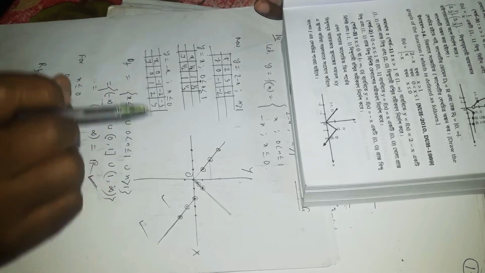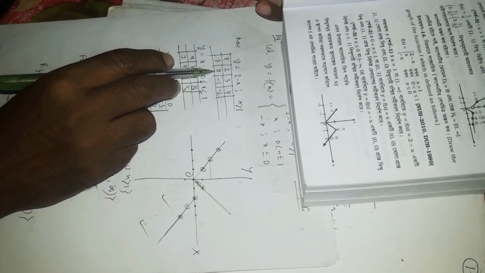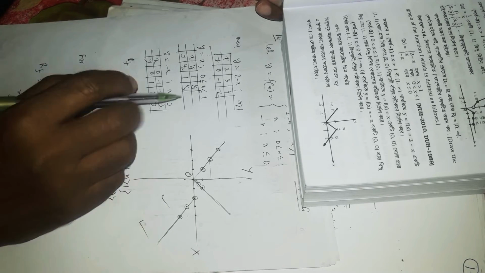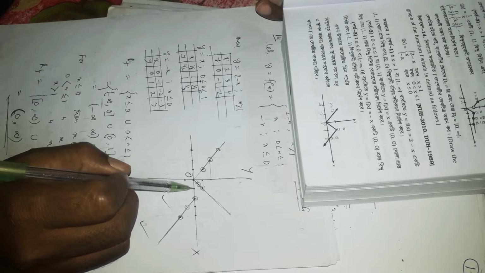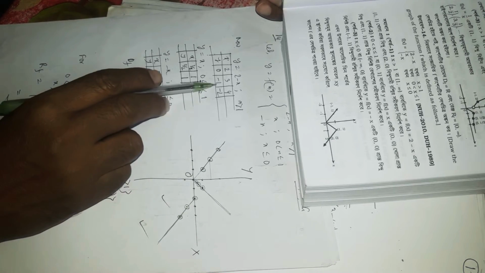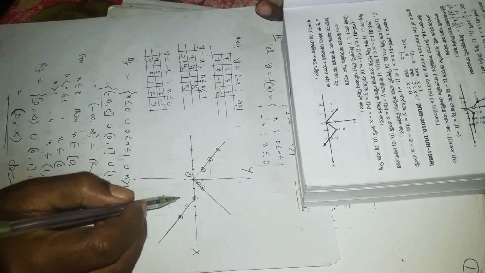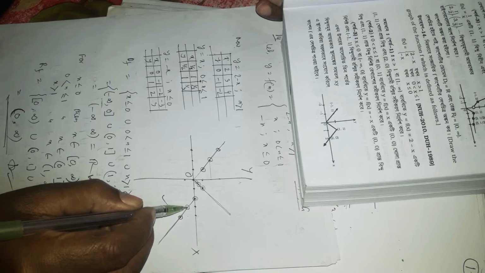So first of all we have to draw the x axis and y axis. You have to plot x equal to 2, and y equal to 0. Then this point is (2, 0). And x equal to 3, and y equal to minus 1. This is the point with y equal to minus 1.